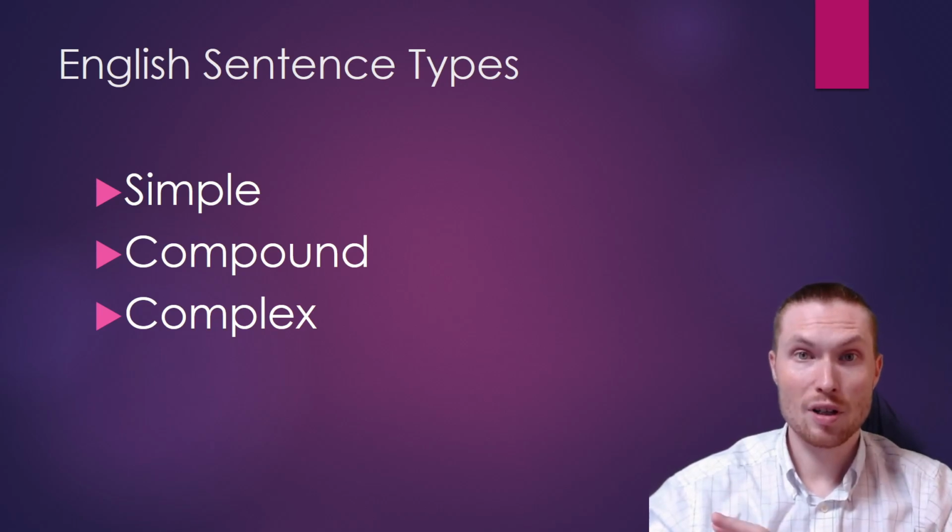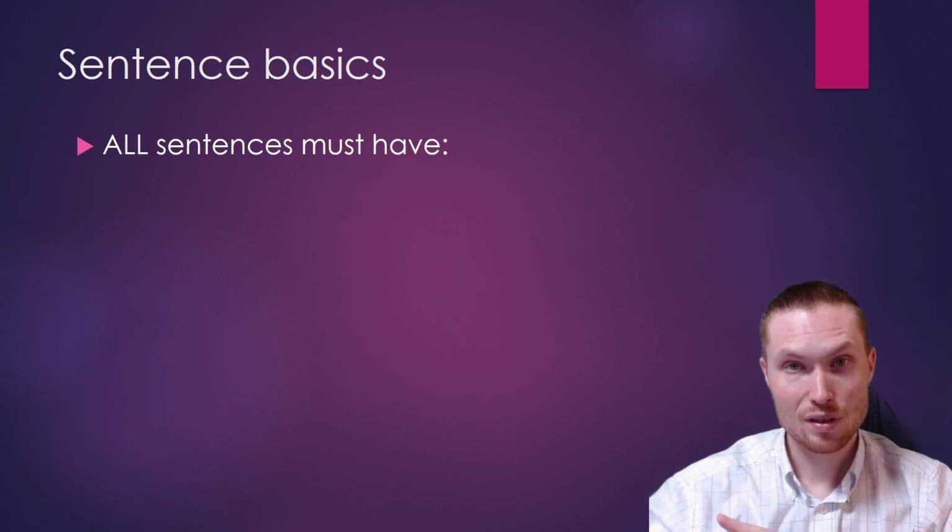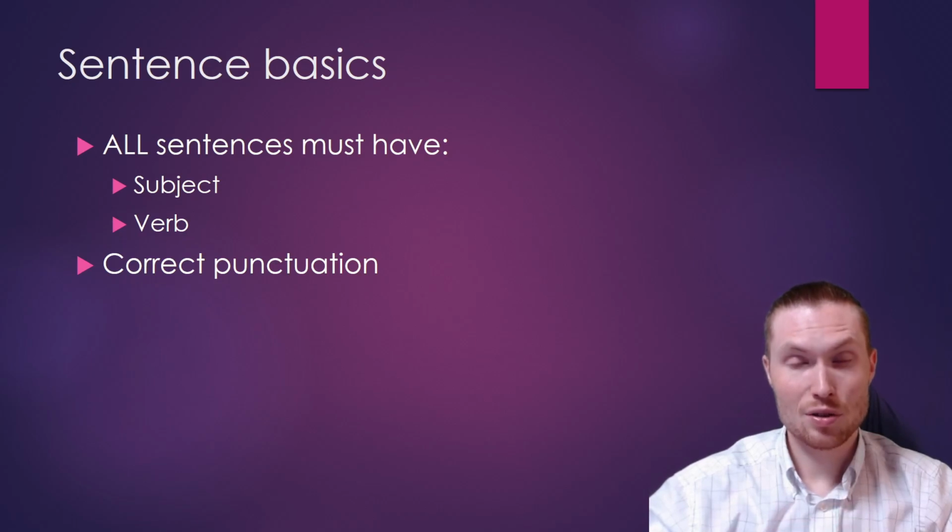But before we talk about these, let's talk about some sentence basics that are true for all sentences. All sentences must have a subject and a verb, and correct punctuation. So punctuation means, for example, period, comma, question mark, exclamation mark.